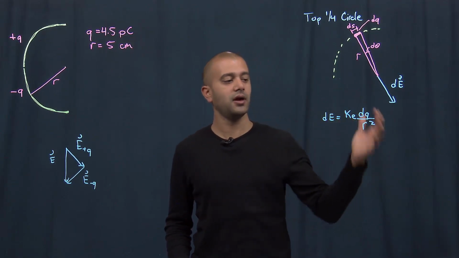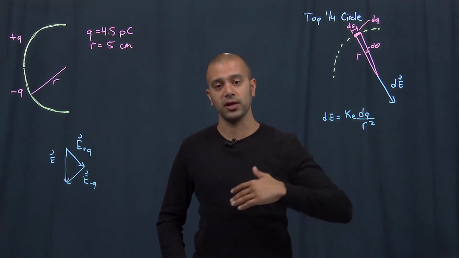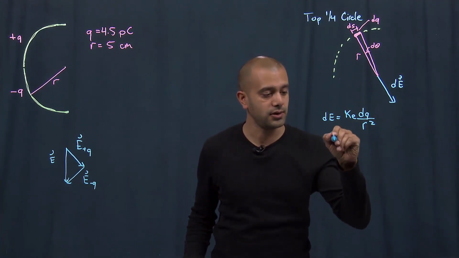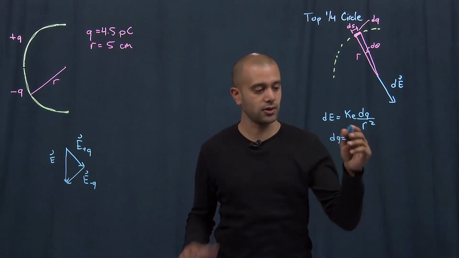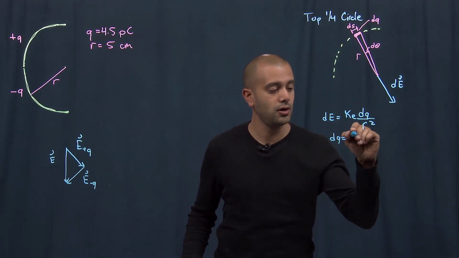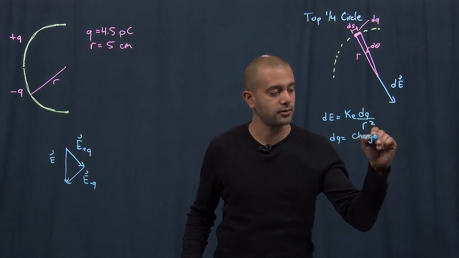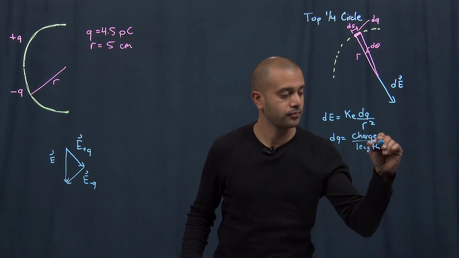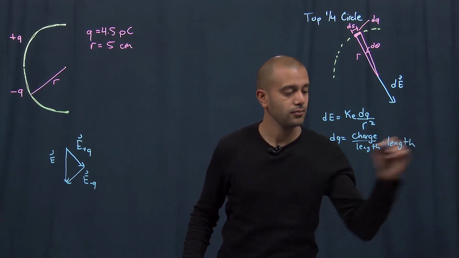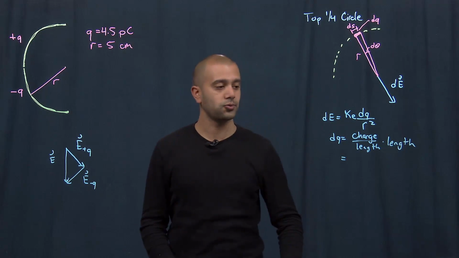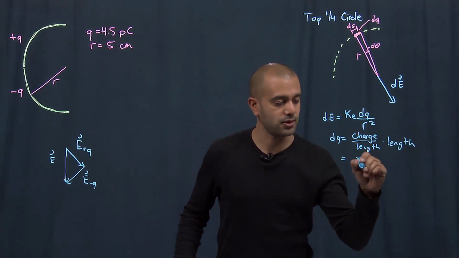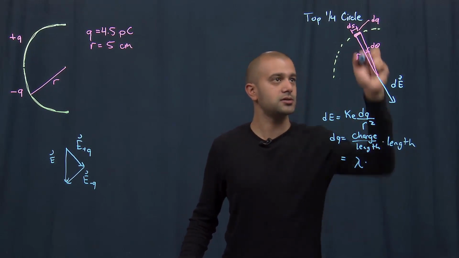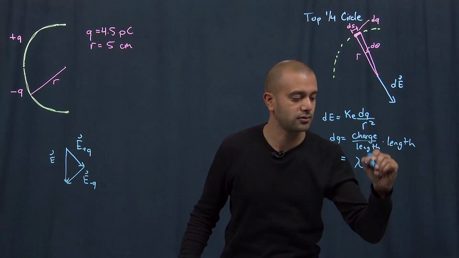We want to get this in terms of a variable which we can integrate over, which is some sort of length or area. So I want to get this in terms of a length. And the way to do that is to rewrite dq in terms of, this is kind of a general trick, charge per length, or in some cases charge per area if you're doing two dimensions, times the length. Now the charge per length we always call lambda, just by convention. And then the length of this is however long this section is, which is ds. So this thing has an arc length of ds.